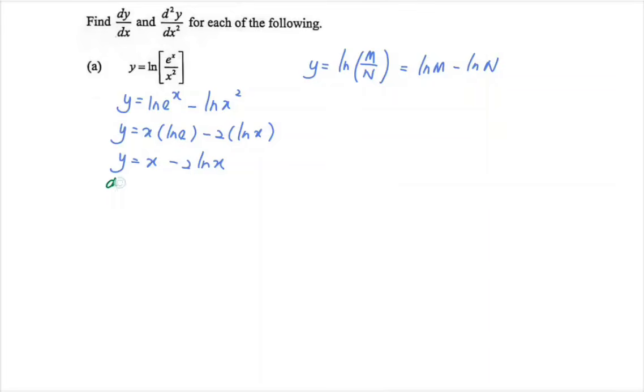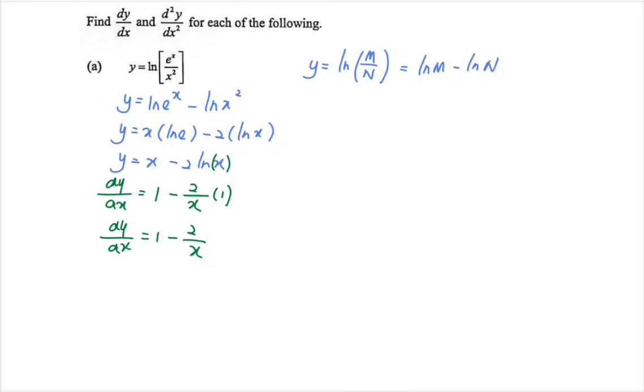So dy/dx. If we differentiate the x, we will have 1. If we differentiate the ln x, we will have negative 2 over x. Do remember, differentiate the x and we will have 1. So finally, dy/dx equals 1 minus 2 over x.